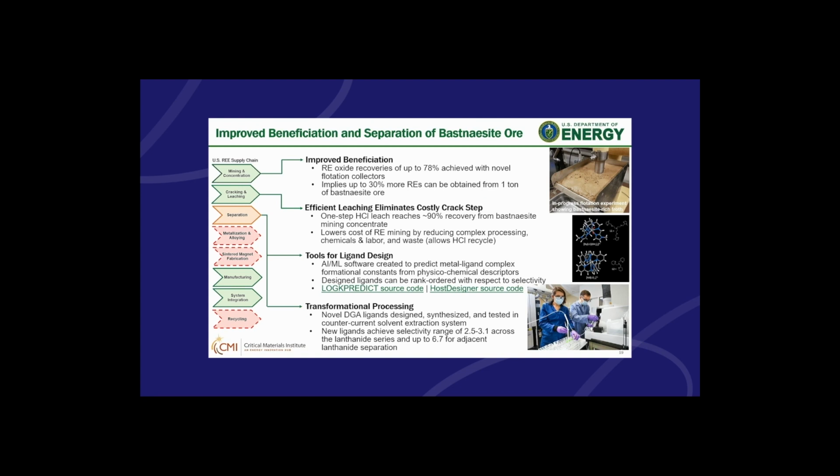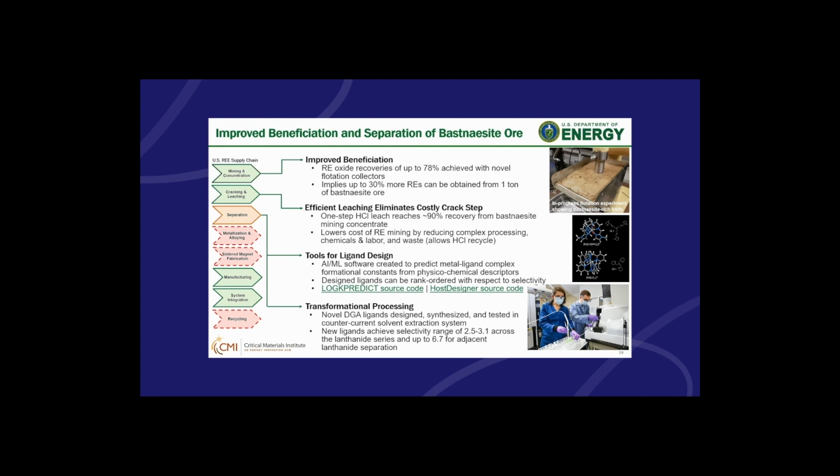Getting rid of caustic cracking and leaching. Caustic cracking is used because the rare earth elements end up in a fluoride configuration, and it does limit the actual efficiency of the recovery. So rather than using that, they use, I'm forgetting exactly the step here, a one-step hydrochloric leach, and it improves the recovery to 90% from the 70% that would usually be achieved.